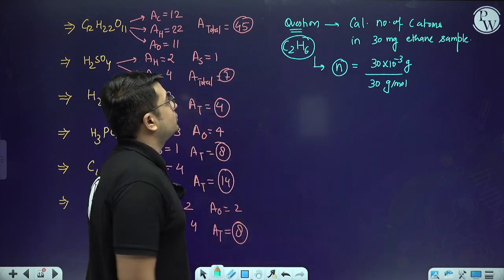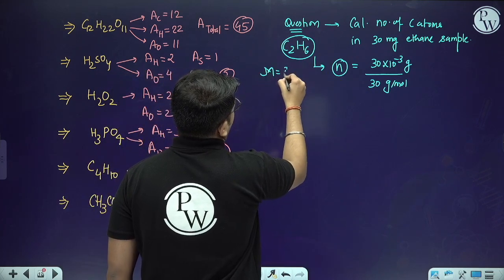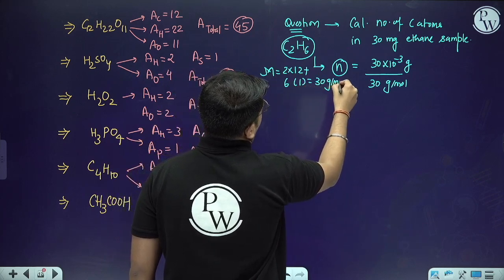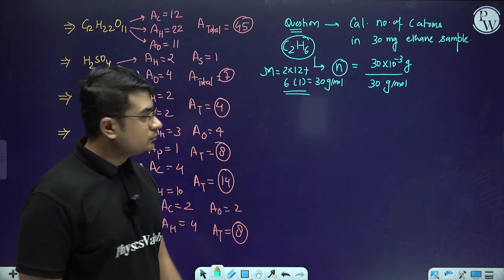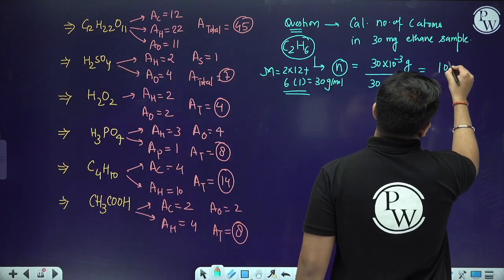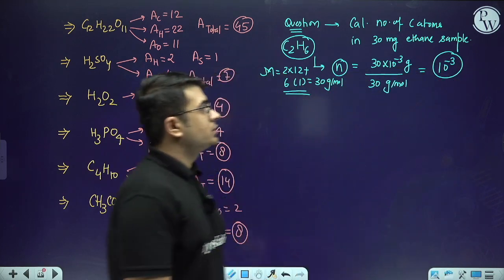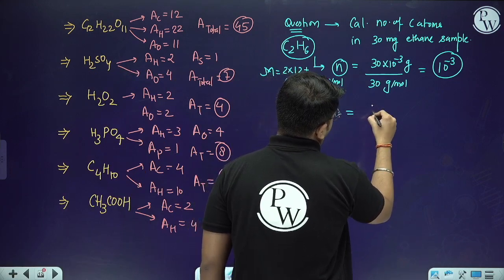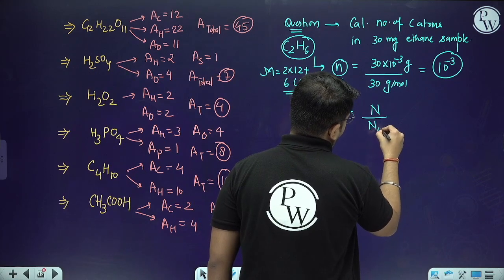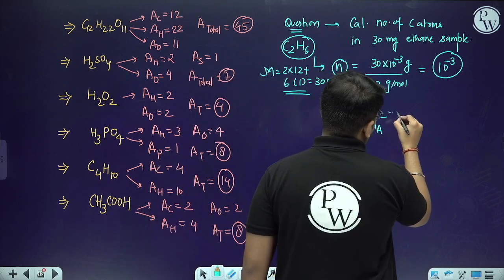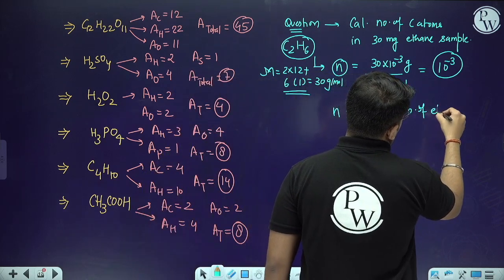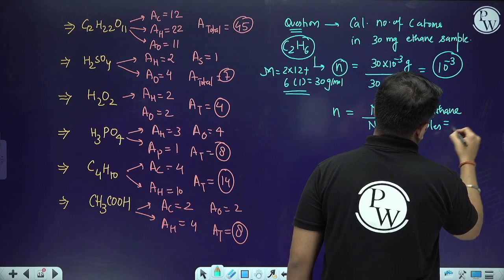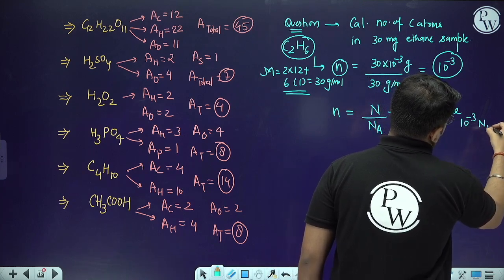If this is C2H6, you know its molar mass is going to be 2 multiplied by 12 plus 6 multiplied by 1, that will be 30 gram per mole. So this calculation is clear. Now, from that part, you can see number of moles is 10 raised to the power minus 3. Now, you know another formula, that number of moles is number of molecules divided by Na. So the number of ethane molecules is 10 raised to the power minus 3 multiplied by Na.